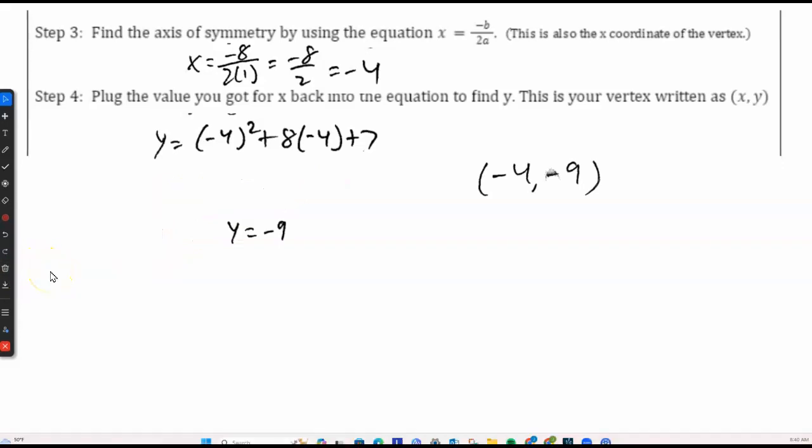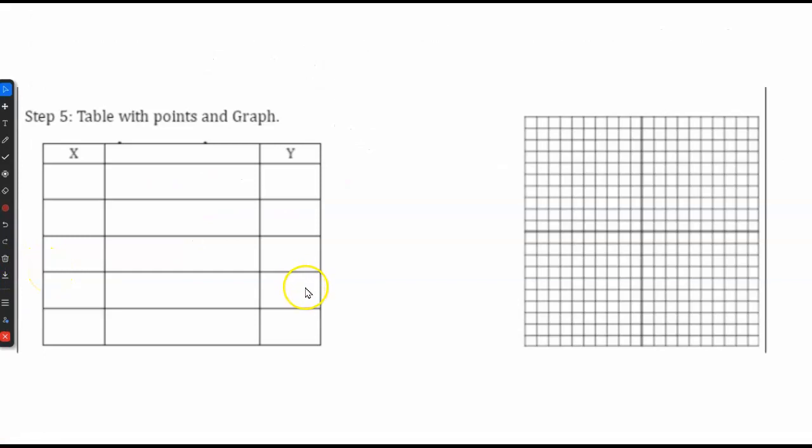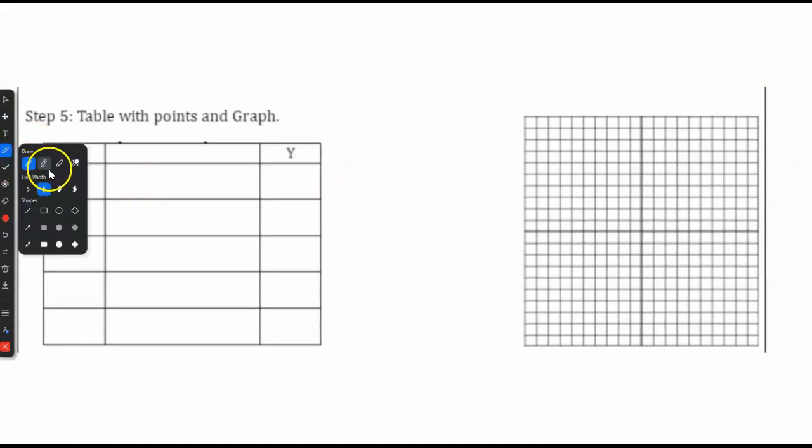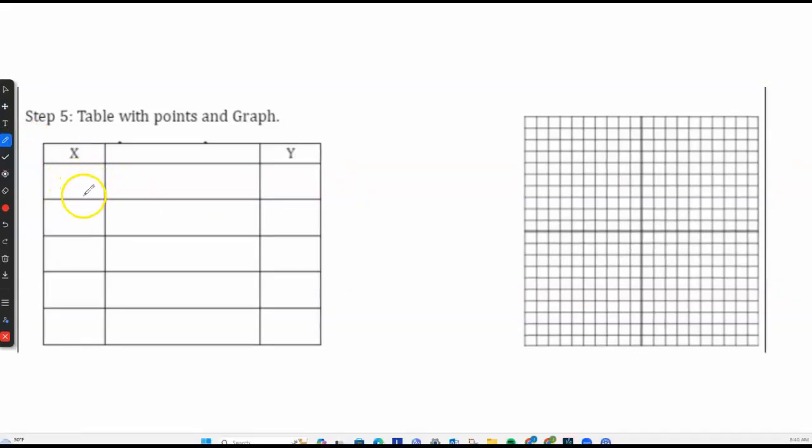All right, so let's see what we can do next. Step 5, a table with points and graphs. So we already know a few things. We already know we have ordered pairs of negative 7, 0 and negative 1, 0. These are our zeros. We already know the vertex, negative 4, negative 9. This is the vertex.